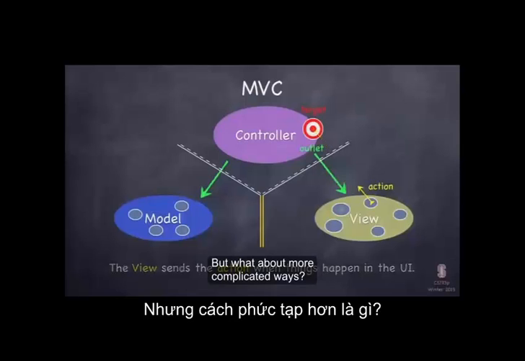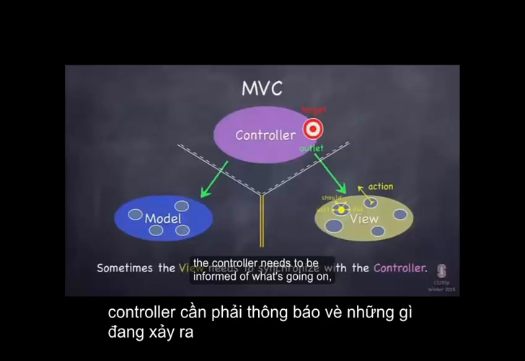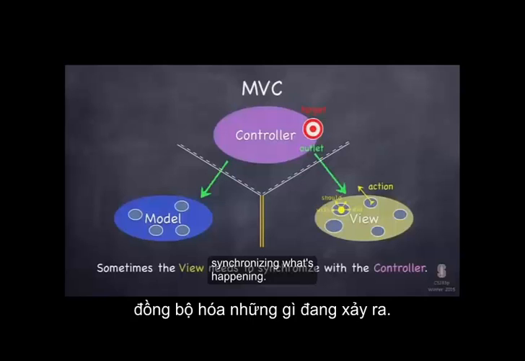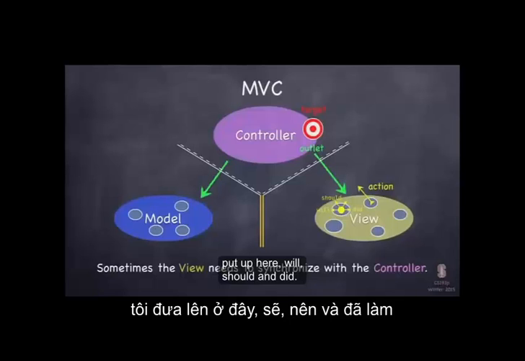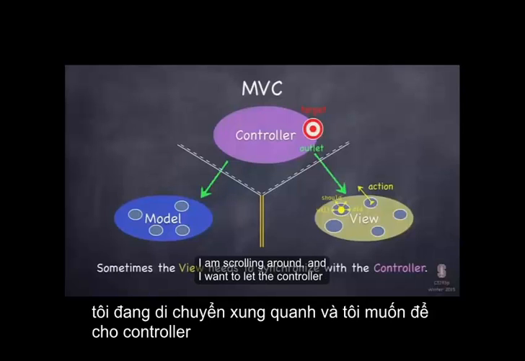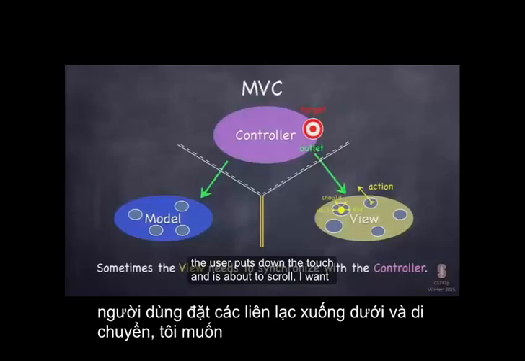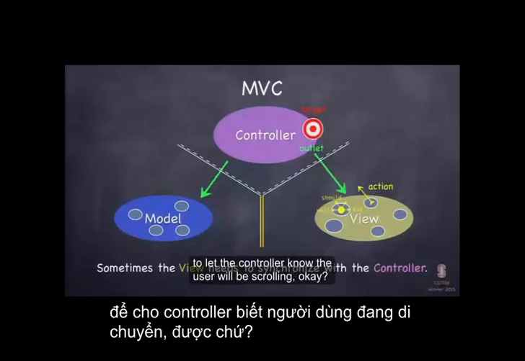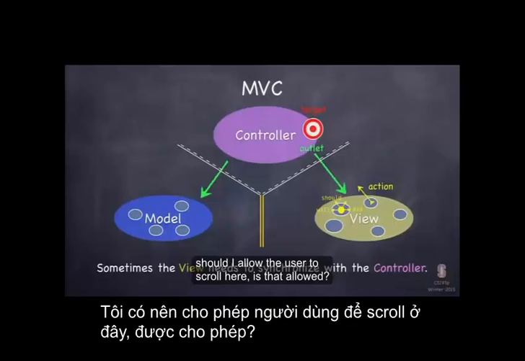But what about more complicated ways? Sometimes things are happening in the view that are somewhat complicated, and the controller needs to be informed of what's going on, synchronizing what's happening. One way to think about this is these words I put up here: will, should, and did. Let's say I'm a scroll view and I'm scrolling around, and I want to let the controller know that the user just did scroll. Or the user puts down the touch and is about to scroll, I want to let the controller know the user will be scrolling. Or the user puts the touch down and the scroll view wants to know, should I allow the user to scroll here? Is that allowed?